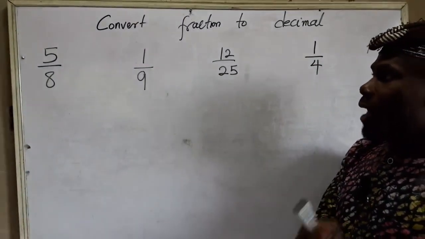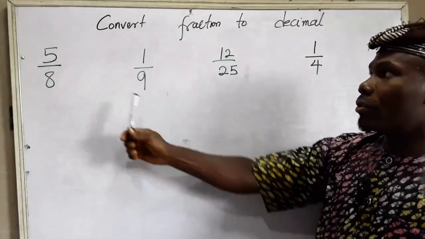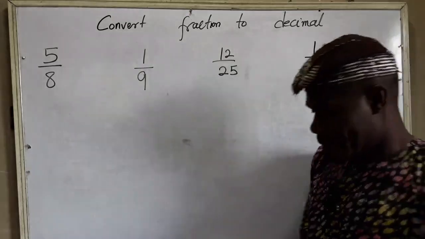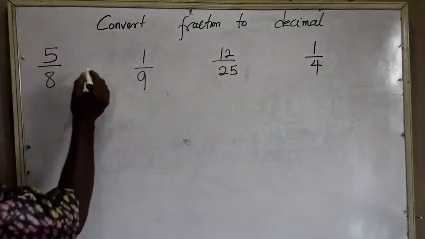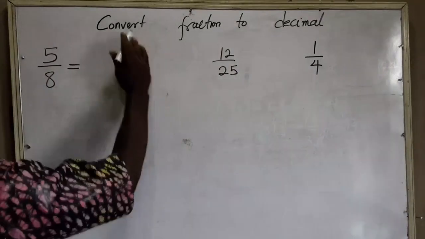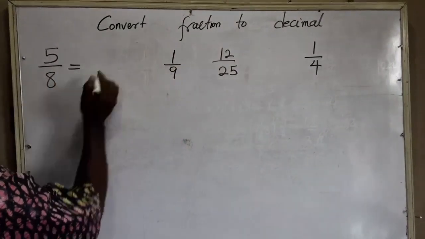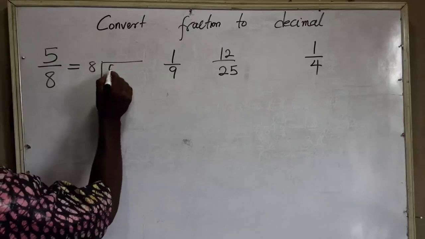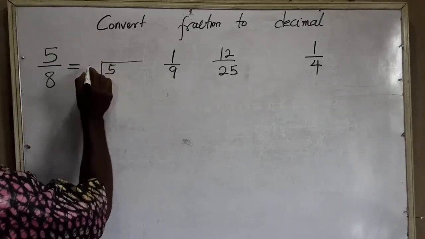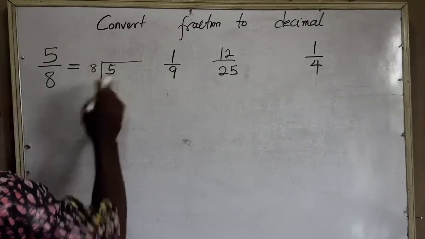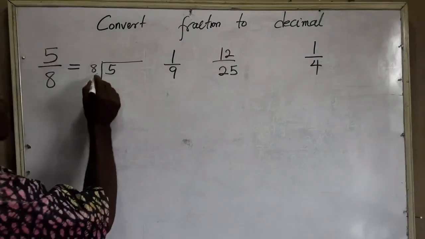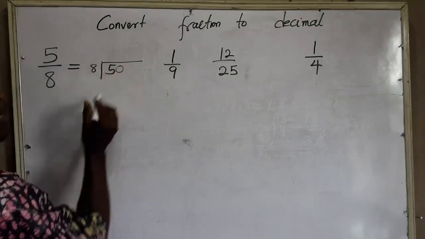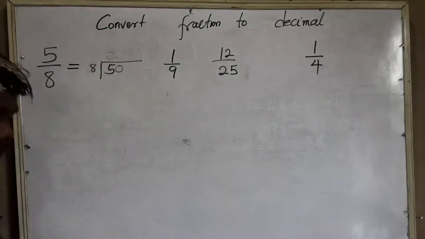We want to give you the ways how to convert a fraction to a decimal number. So let's start. In converting fractions, we write 8 and 5. We divide 8 by 5, but it's not possible. So if 8 does not go into 5, you put a 0, so it will go directly. You will now put 0 point.